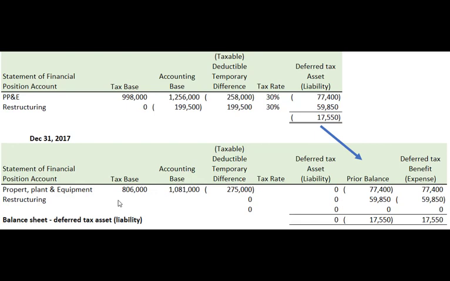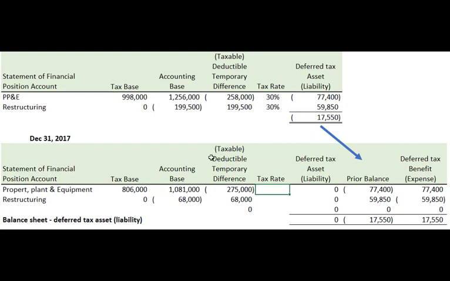For the restructuring, we look to part 3, where it talks about how much is remaining in the liability for accounting purposes. And it tells us that the balance, the liability, was reduced to $68,000 at the end of 2017. So we know again, for the tax purposes, there is no amount because it's on a cash basis, but the accounting base is a $68,000 liability.